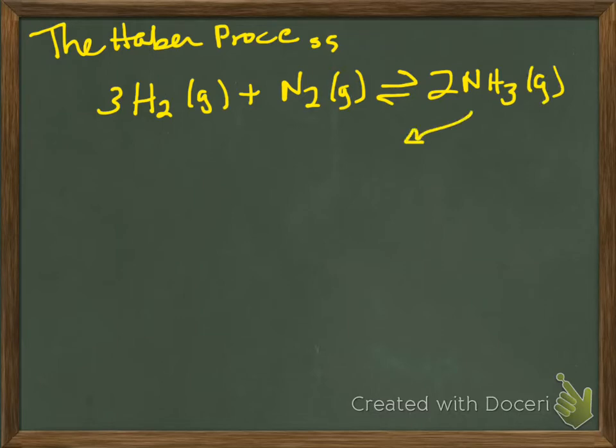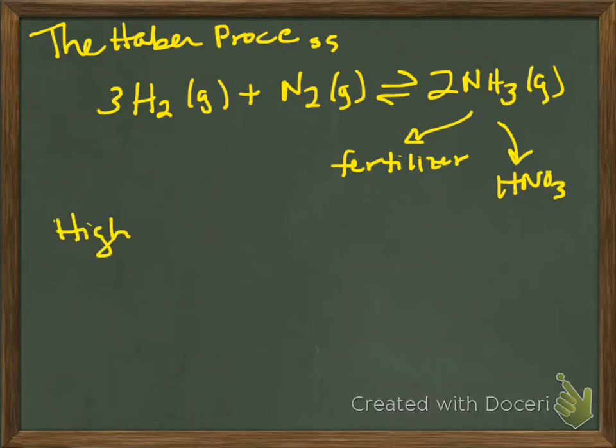The products that this ammonia goes in to make, for the most part, is fertilizer, but it also goes to make nitric acid, which is a raw material for an awful lot of chemical processes. All right. And in any chemical process, what you desire is a high yield in a short amount of time.